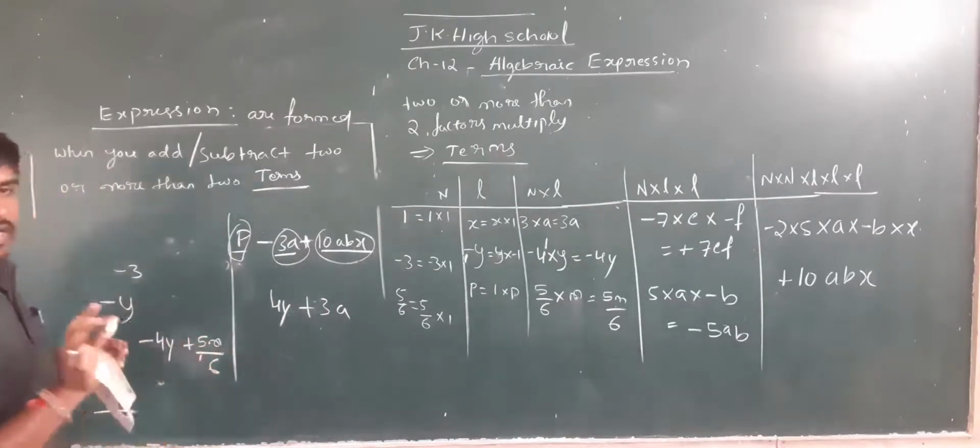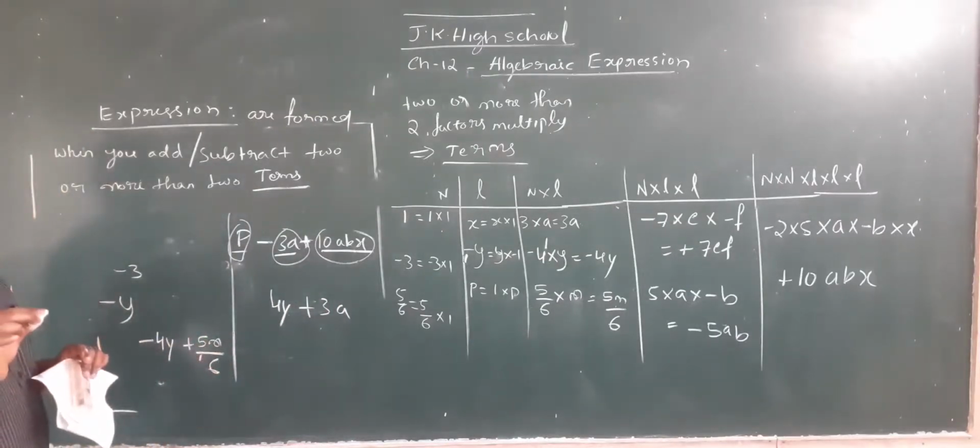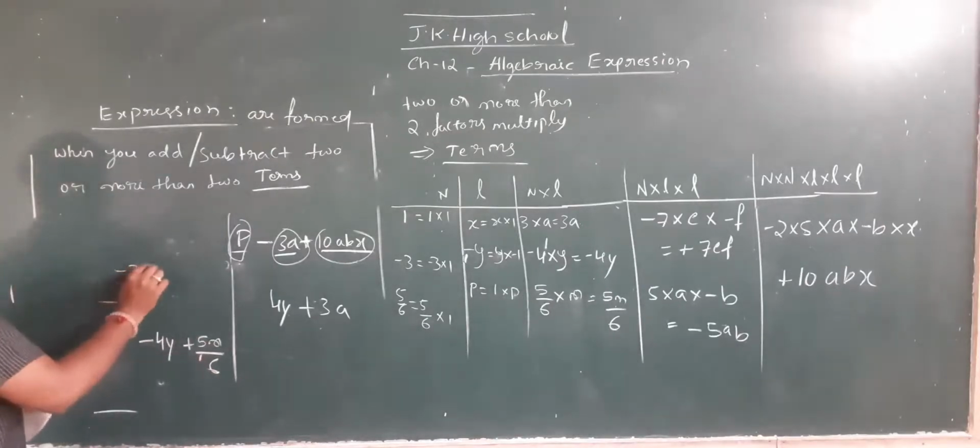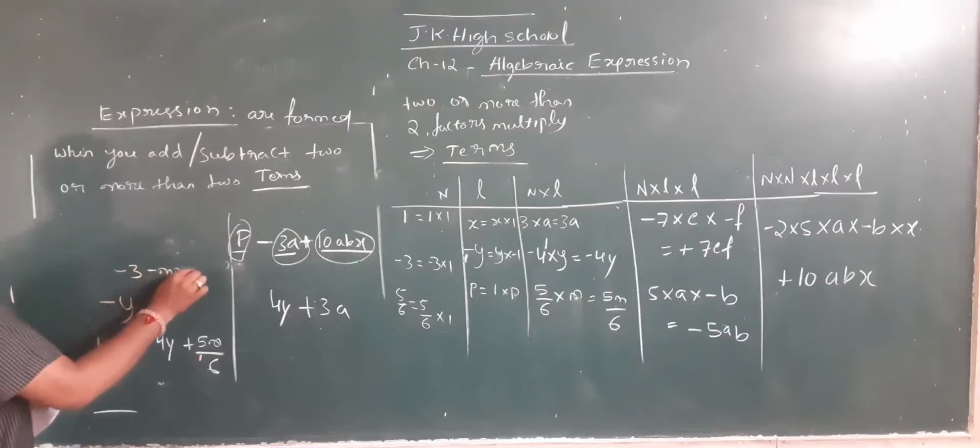Understood? Now we have different names for different types of expression. If only one term is there, such an expression is known as a monomial. Monomial.